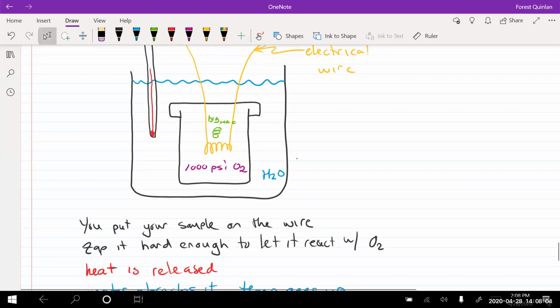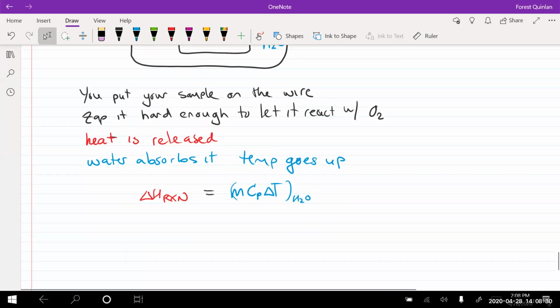You take a look at this. You get yourself a container. You stick your sample on it first. Fill it up with 1,000 psi of oxygen. Stick it inside of a water bath. Note how big the water bath is. Zap it. Let the thing burn. Watch it heat up the water. Figure out the temperature difference of the water. If you know how much water was there, you know its heat capacity, you know how much its temperature changed, you then know how much that reaction was giving off.